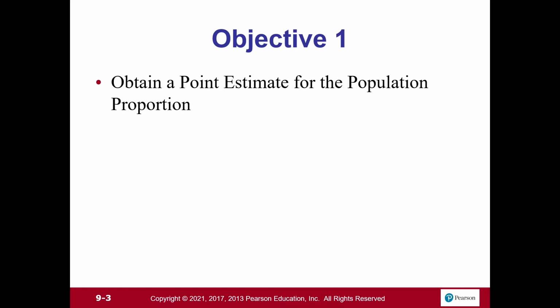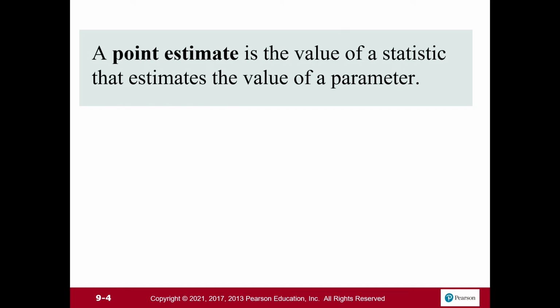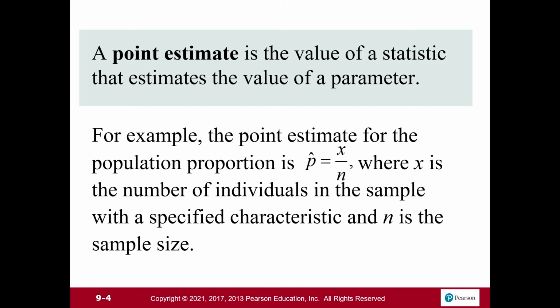So first, obtain a point estimate for the population proportion. So here we have the definition. A point estimate is the value of a statistic that estimates the value of the parameter. So for example, the point estimate for the population proportion is p hat, and that is x over n, where x is the number of individuals in the sample with a specified characteristic, and n is the sample size.